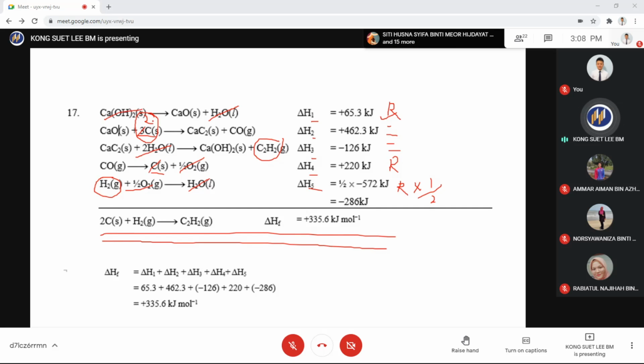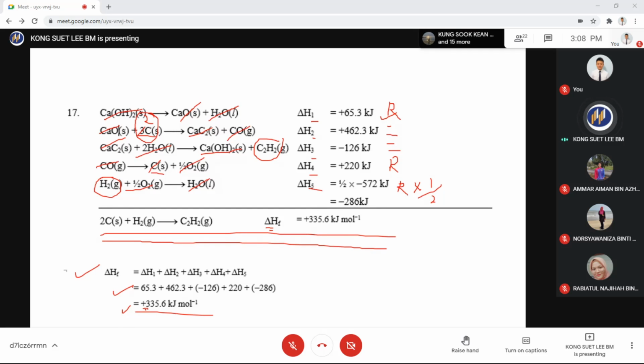Calcium hydroxide, calcium chloride, calcium oxide, here calcium oxide, CaO. Make sure the components that you don't want can cancel off. So this is the targeted equation. Please write down. Over here we write the enthalpy of formation. Tadi Madam cakap tak boleh, tapi untuk soalan ni boleh kerana soalan tu memang tulis calculate the enthalpy of formation. Jadi ikut je. So don't forget formula, substitution, final answer with correct unit.